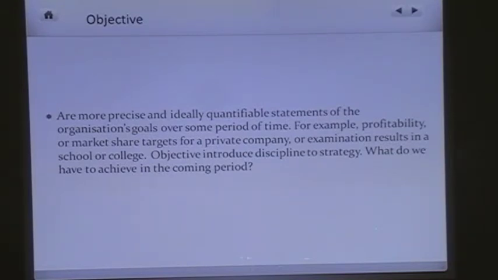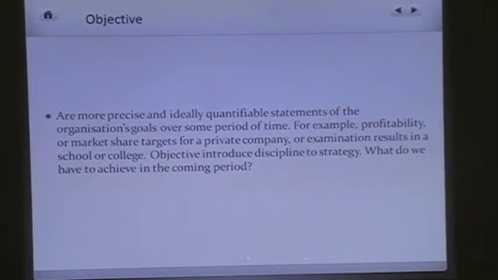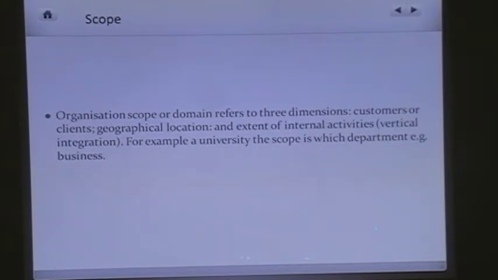Objectives also relate to strategy. And how do we relate the objective to a strategy? In a college, you're looking at the objective of the college being that we would like to have a pass percentage of 93% in the academic year 2013 to 14. Now that's an objective. It is quantifiable, it is something which is achievable, and it is something which is significant in the present times. Let's look at scope.